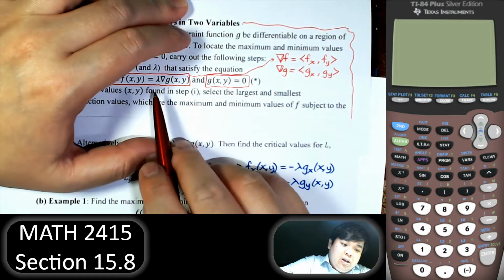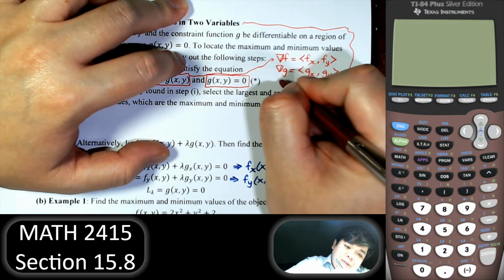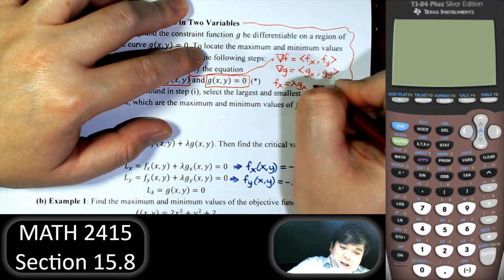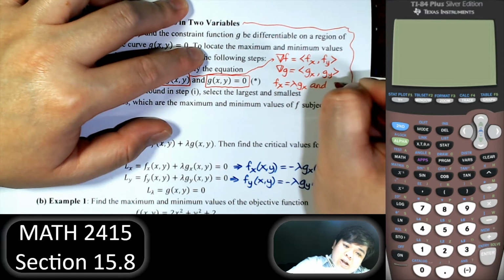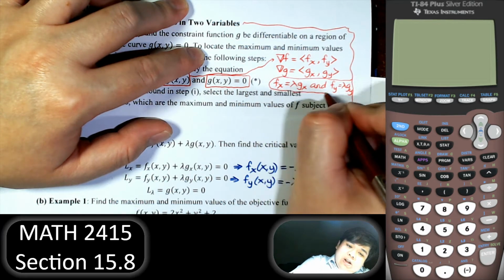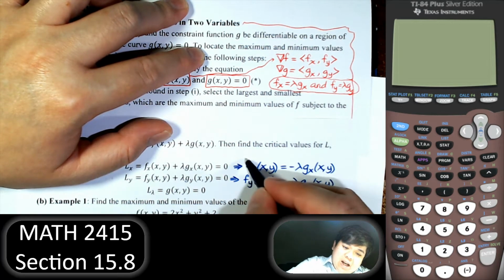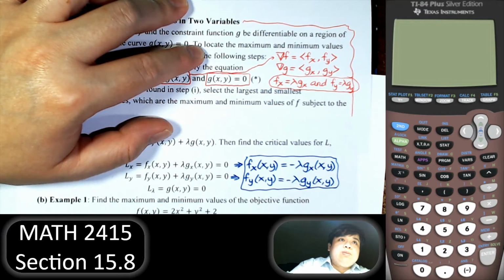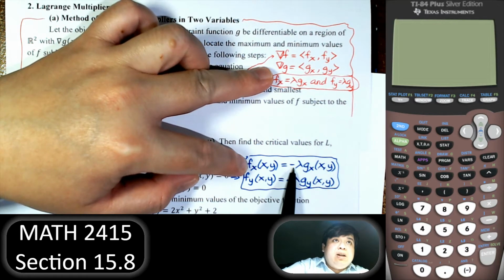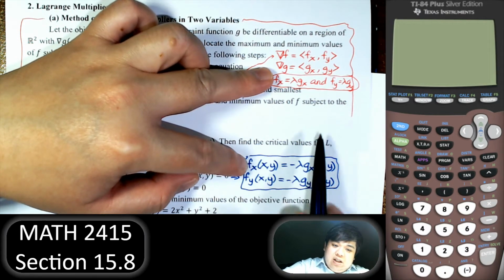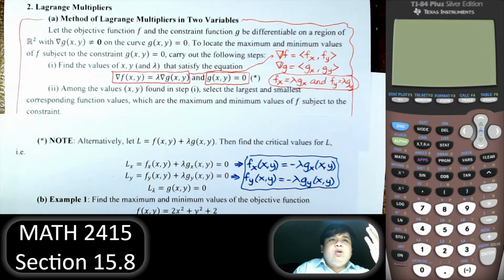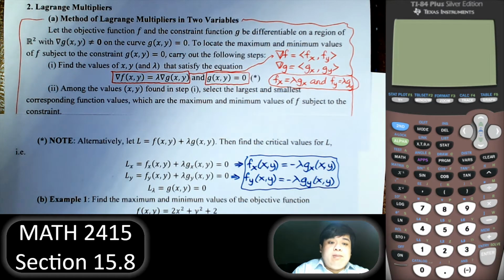Those two are equal. This equation gives us f of x equal to lambda g of x and f of y equal to lambda g of y. So we have these two equations instead of those two equations. Those are the same, except one of them is lambda and one of them is negative lambda. Whether it's positive or negative doesn't matter, because lambda is a constant.